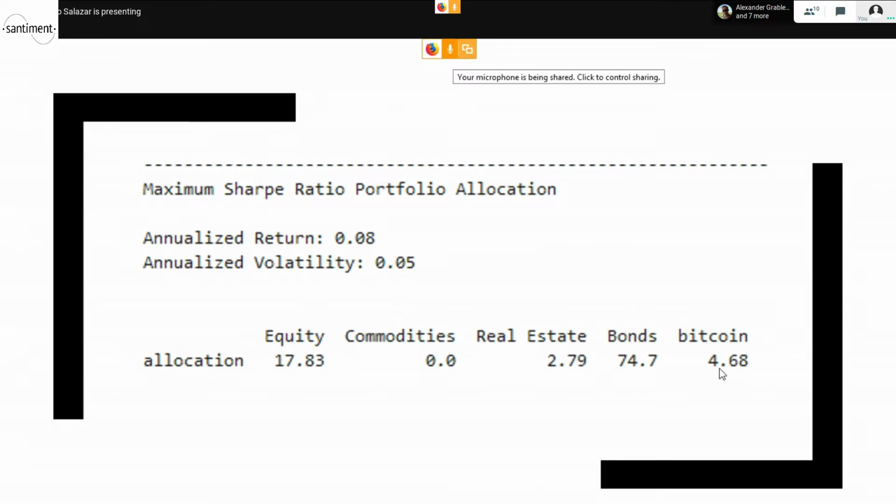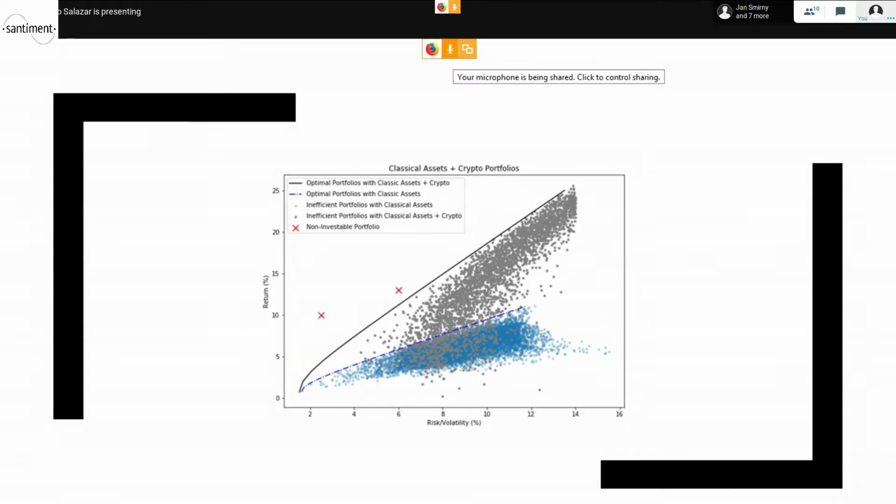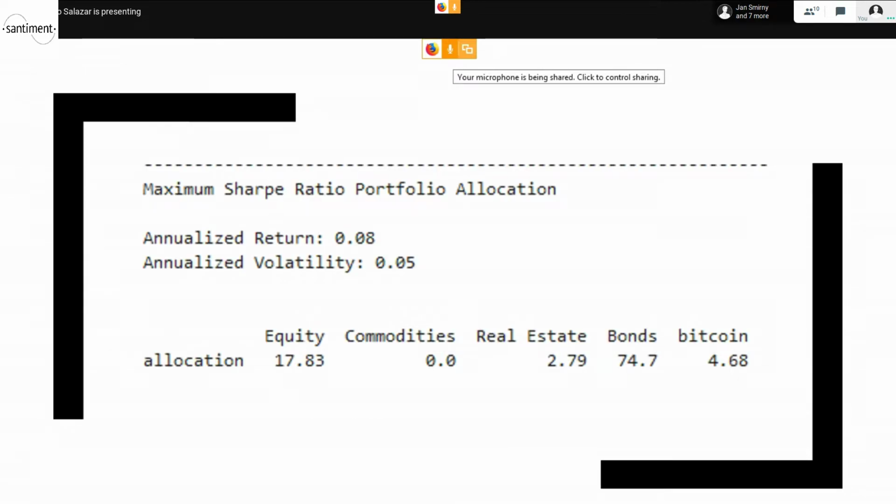For example, this is the allocation of my portfolio, which says that I should add around 4% of Bitcoin to my portfolio in order to maximize the Sharpe ratio. Okay. And what happens if you put 100% Bitcoin? What's the Sharpe ratio then?